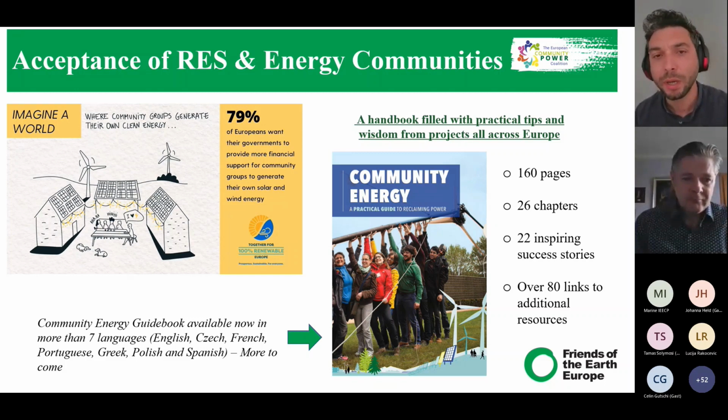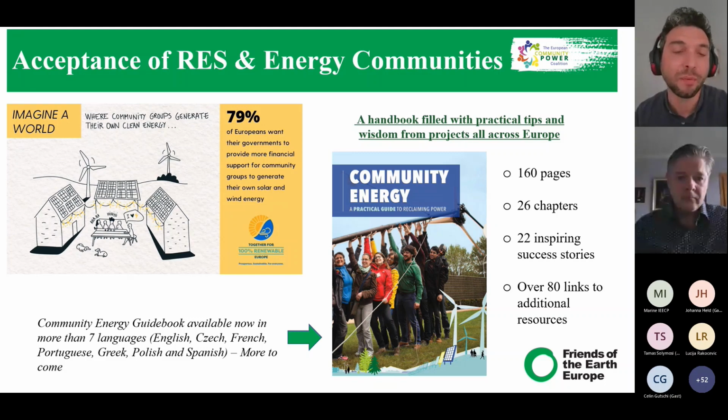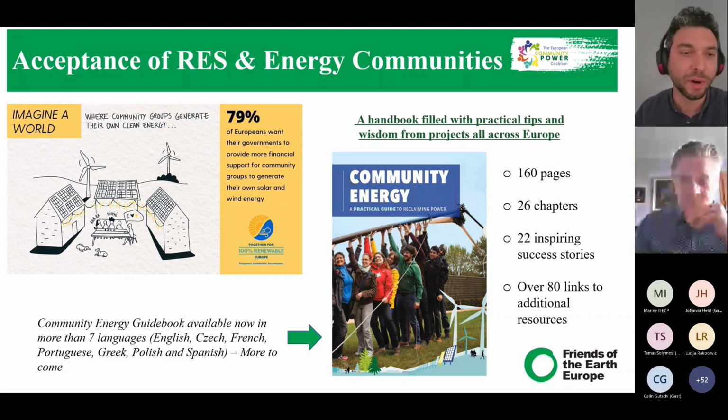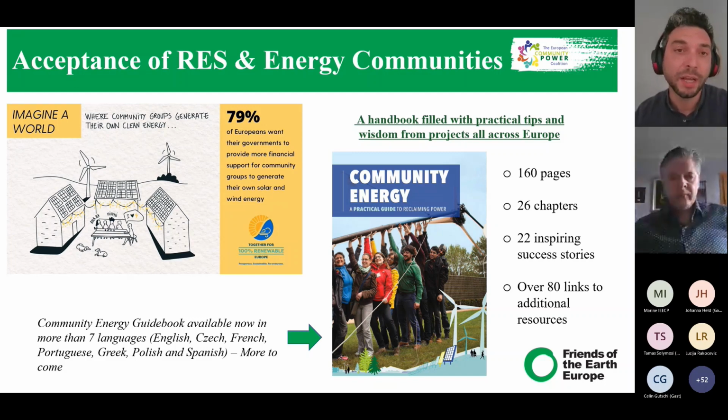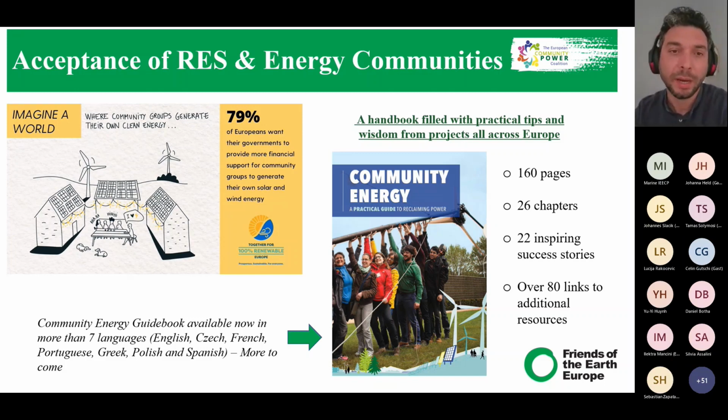Now, regarding the book, in the Community Energy Guidebook, which comprises 160 pages and 26 chapters, you can find many inspiring success stories and a lot of resources available to the reader in many languages. So far, the book is available in more than 7 languages, and everybody can start. This is also related to what this workshop is trying to outline: tools related to information sharing and to inspiring and successful stories.